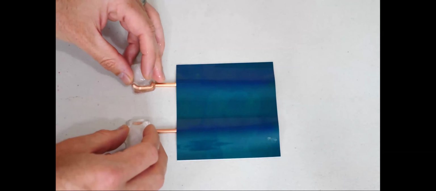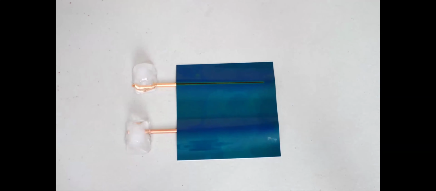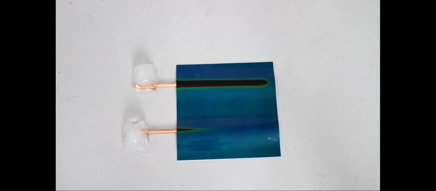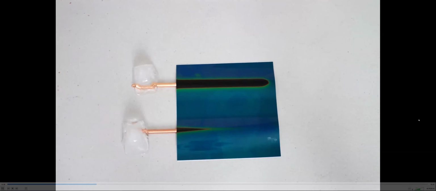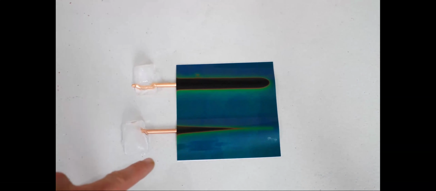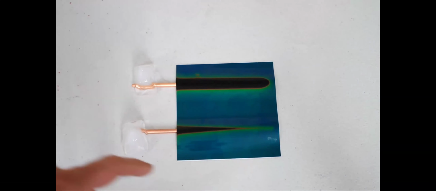Whoa, look at the top one. It just instantly turned black here. At the bottom you can see how the heat is flowing, slowly moving up the copper pipe. That is awesome. So that is how you can visualize heat transfer. In this case, heat is being pulled out from the pipe. The bottom one is in a non-steady state, while the upper one has already reached a steady state. You can see how long it takes to move up the copper pipe.